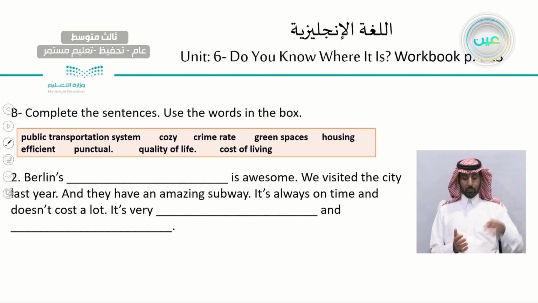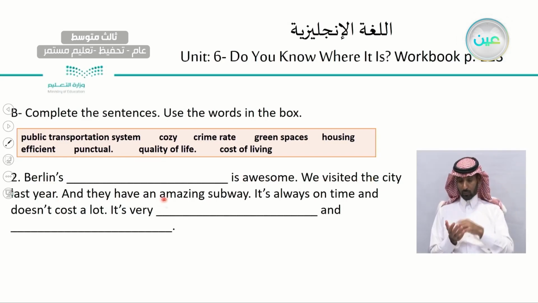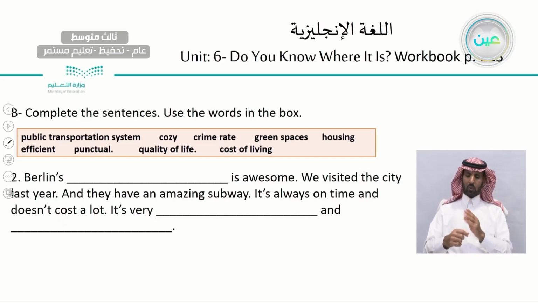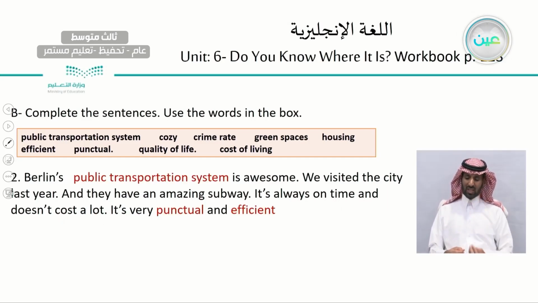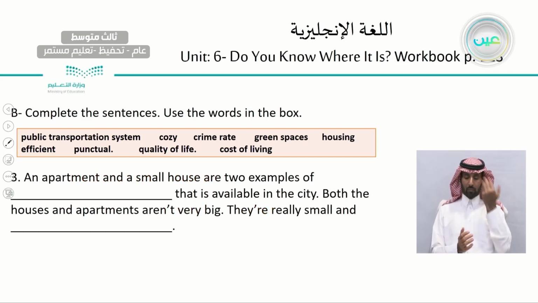B, Berlin's what? Think. Which word are we gonna use? Is awesome. We visited the city last year and they have an amazing subway. It's always on time and doesn't cost a lot. It's very what and what? Which word are we gonna use? So for the first blank, public transportation system, and then it's very punctual and efficient. Okay, these are the adjectives we are using for 2.